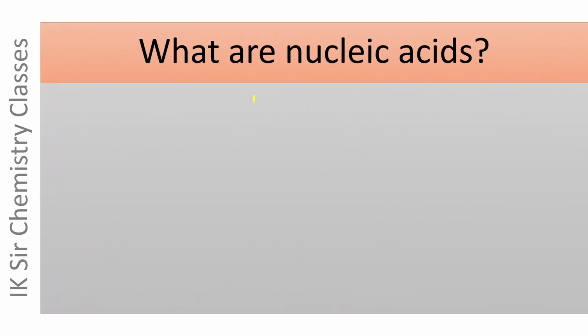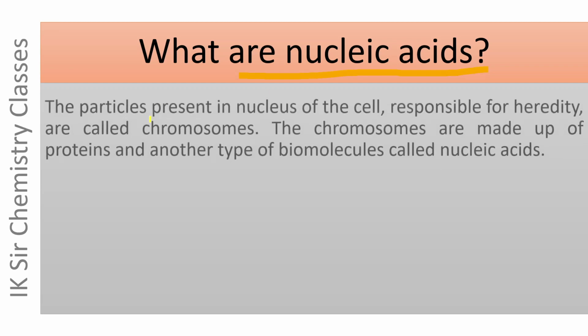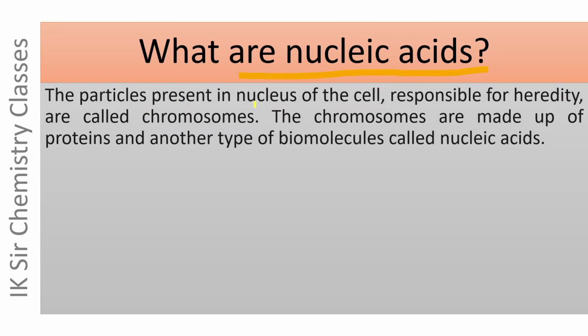Now the question arises, what are nucleic acids? The particles present in the nucleus of the cell responsible for heredity are called chromosomes. It means chromosomes are responsible for the transmission of characteristics from one generation to the next generation of a species.